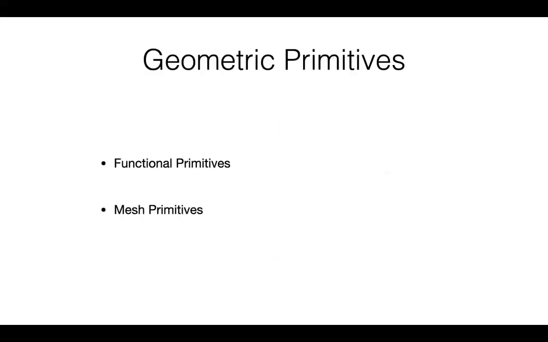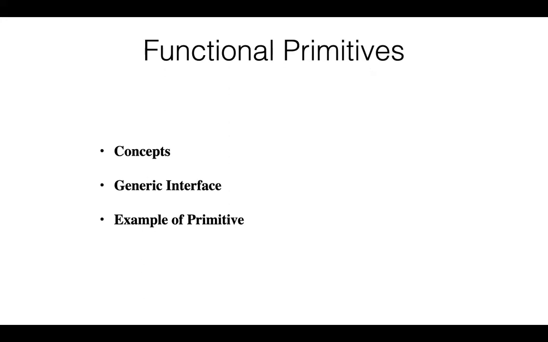Okay, so now we are going to see these geometric primitives in detail. And then we first are going to study the functional primitives and then the mesh primitives, because the mesh primitives are very important in terms of implementation because they are used by most graphic systems. So for the functional primitives, you are going to see the concepts related to them, how to implement a system with functional primitives using a generic interface, and give an example of a primitive in this system.